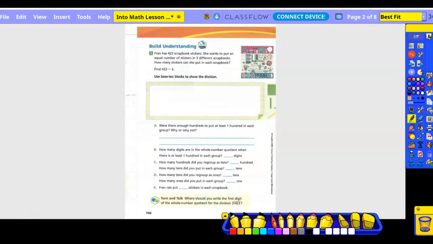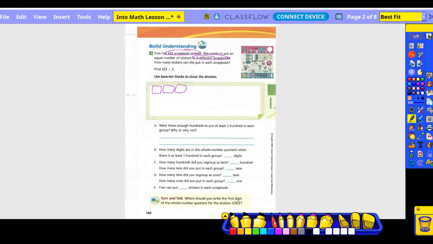Build understanding number 1. Brandon has 423 scrapbook stickers. She wants to put an equal number of stickers in 3 different scrapbooks. How many stickers can she put in each scrapbook? So we need to pull out our information, which they were nice enough and already did that. Okay, so how am I going to represent 423?